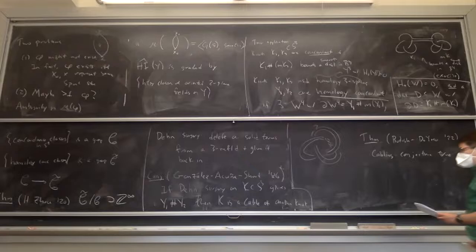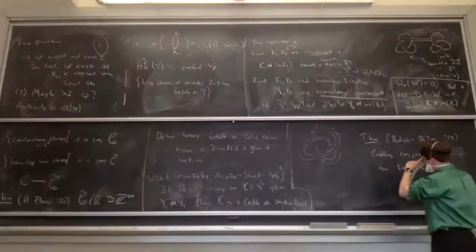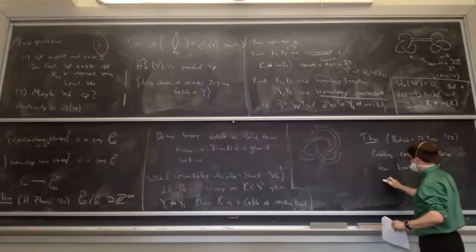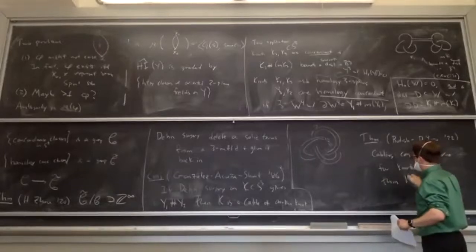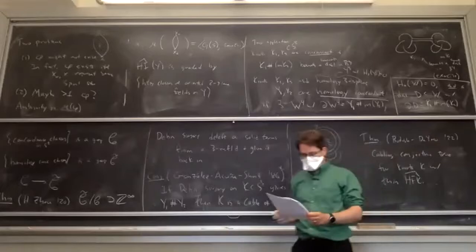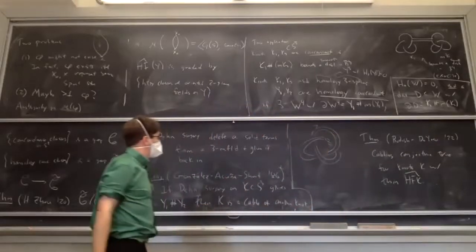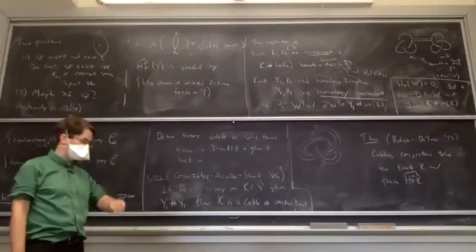So for knots K with simple Floer homology, so with thin HFK hat. Okay, I didn't quite tell you what HFK hat is. And they give a bunch of other evidence for this. Okay, this is the end of part 1 of the talk, but we've also been going for an hour.